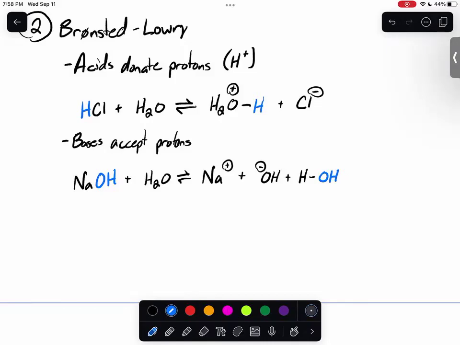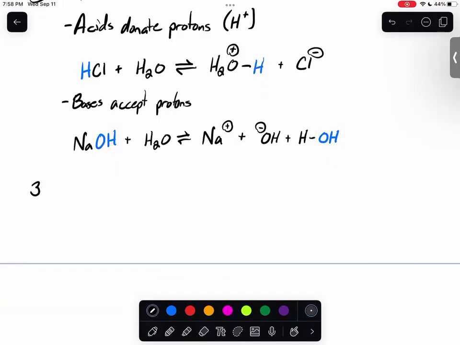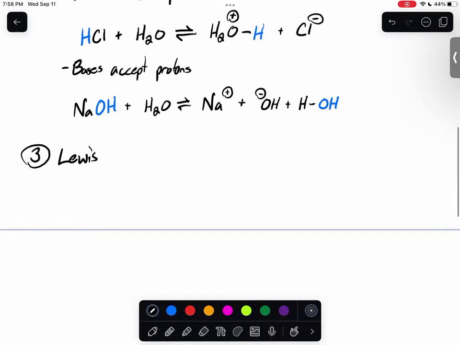But let's get to our third definition of acids and bases, and that is Lewis acids and bases. Now, this is, some would say, even more important than Bronsted-Lowry, because Bronsted-Lowry we're going to be looking at a lot for acid-base chemistry, but Lewis is the entirety of the organic chemistry idea of how electrons flow. And so looking at this, Lewis acids accept electron pairs, whereas Lewis bases donate electron pairs.